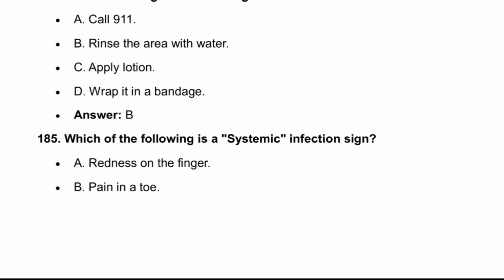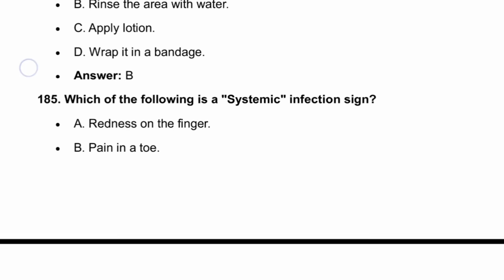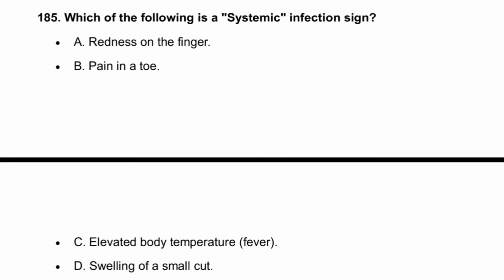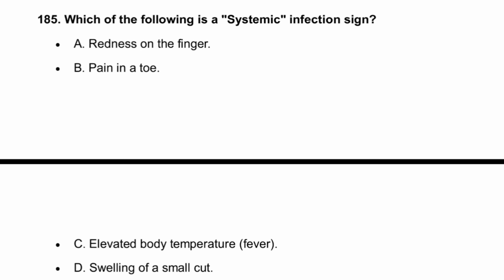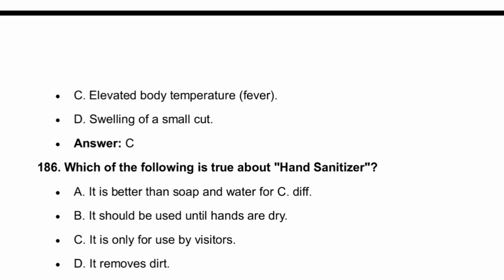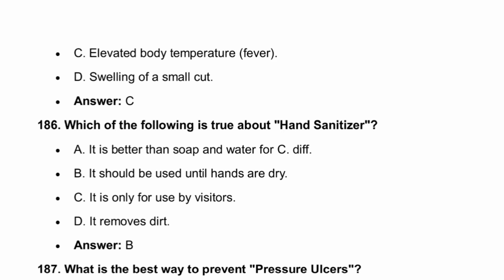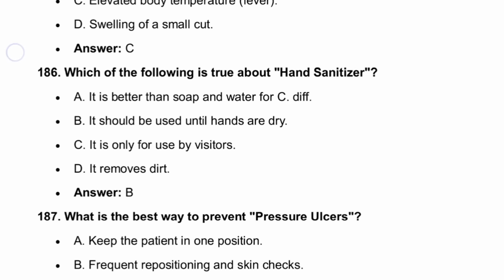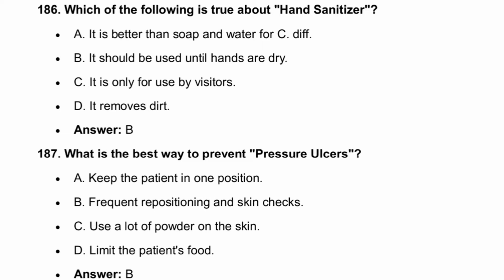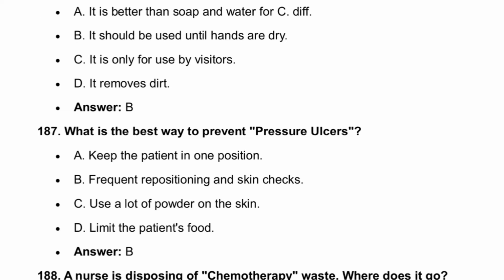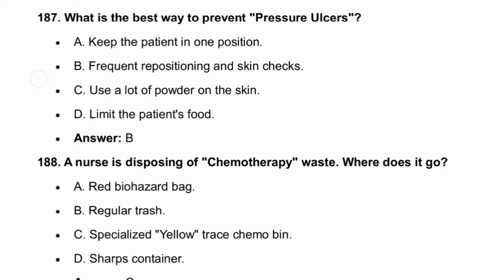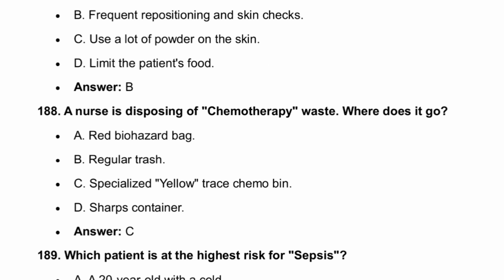Which of the following is a systemic infection sign? Evaluate body temperature. ঠিক আছে, চলো next. Which of the following is true about hand sanitizer? এজন্য true কি আছে? B, it should be used until hands are dry. What is the best way to prevent a pressure ulcer? এর জন্য কি? Frequent positioning and skin check. A nurse is disposing of chemotherapy waste. Where does it go? দেখি হচ্ছে C, specialized yellow trace chemo bin.